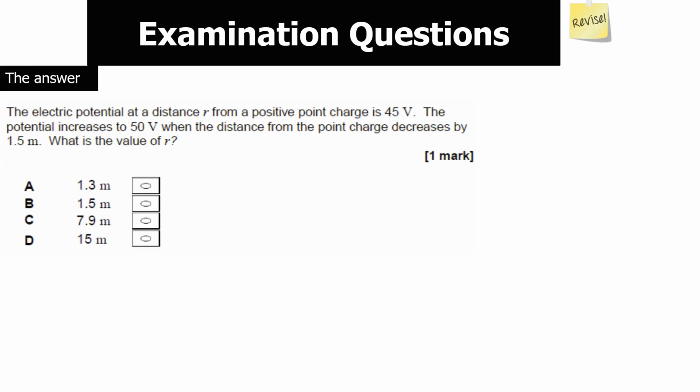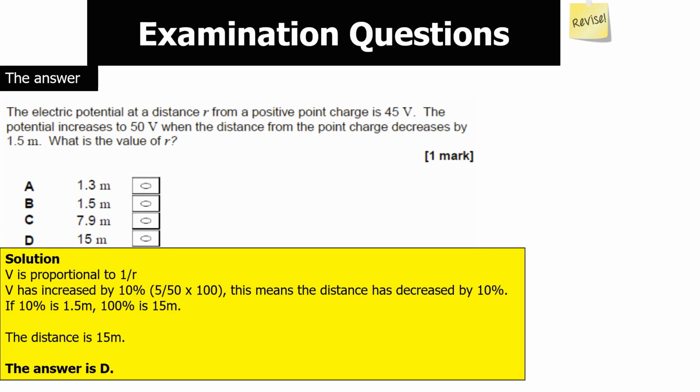Right, so how do you answer this question? Well, we know V is directly proportional to 1 over r. You can work that out from the equation given to you on the examination sheet. Now V has increased by 10% because 5 over 50 times 100 is 10%. So this means the distance must have decreased by 10% because they're in inverse proportionality to each other.